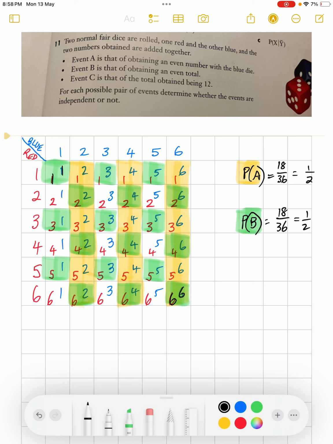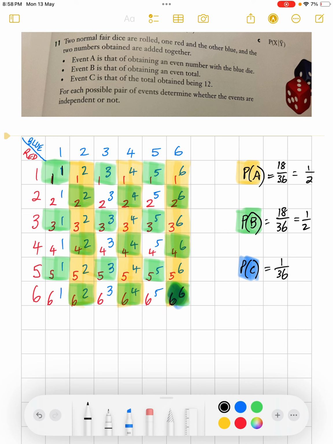Now, event C is that of the total being 12. Let's highlight this blue. And there's only one way you can get a score of 12, and that's a 6 and a 6. So the probability of C is there's only one way out of 36 to get a score of 12.